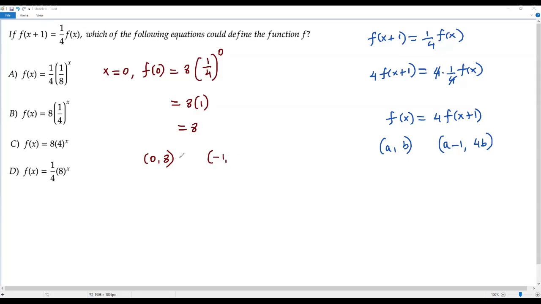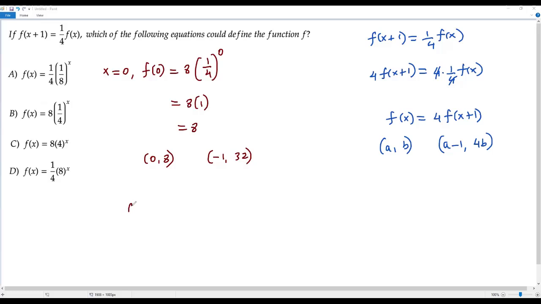Okay, to get the y coordinate, I have to apply the vertical stretch by a factor of 4. For that, I have to multiply the y coordinate by 4. 4 times 8 is 32. Already we know that we have the point (0, 8) on the graph of f of x in option B. Then we must have the point (-1, 32) also on the graph of f of x in option B. So for that, we have to plug in x equals negative 1 into the function f of x, and we must be getting the y coordinate 32.